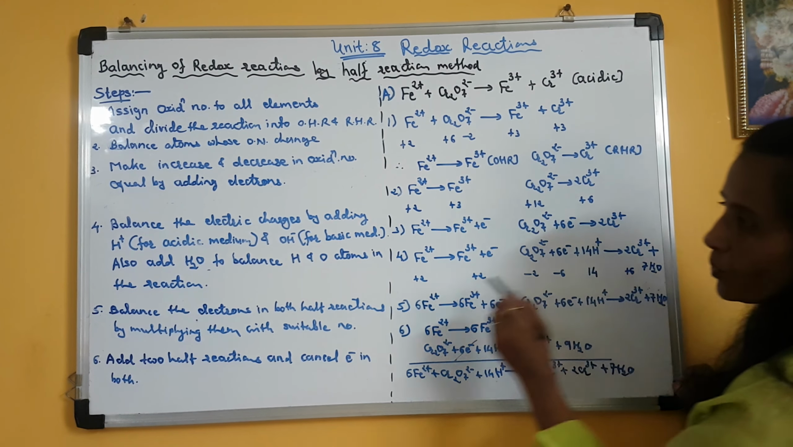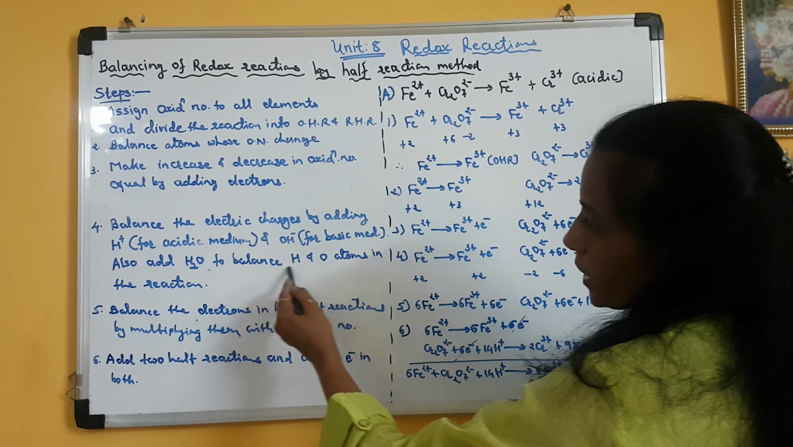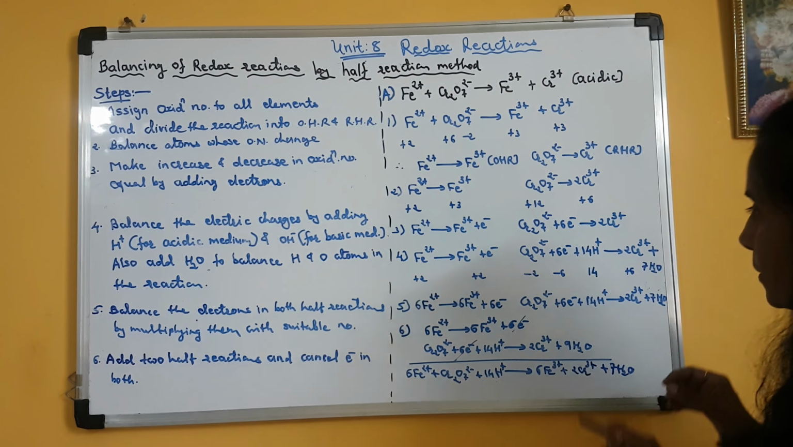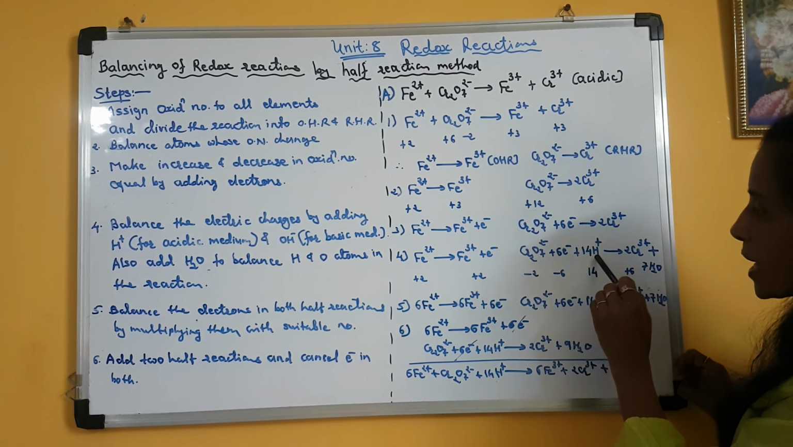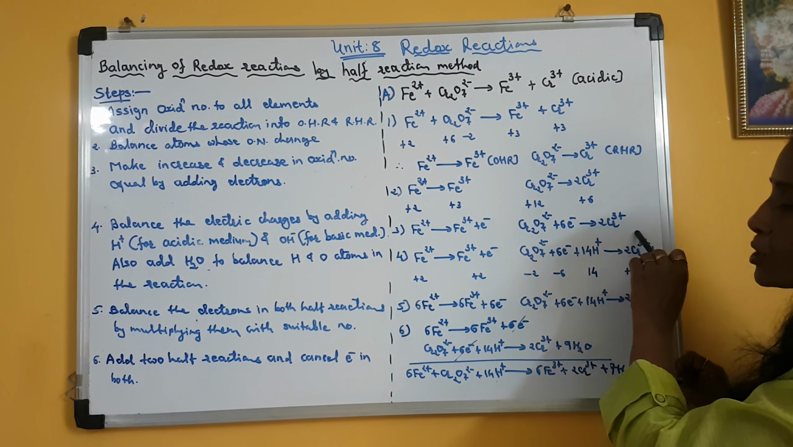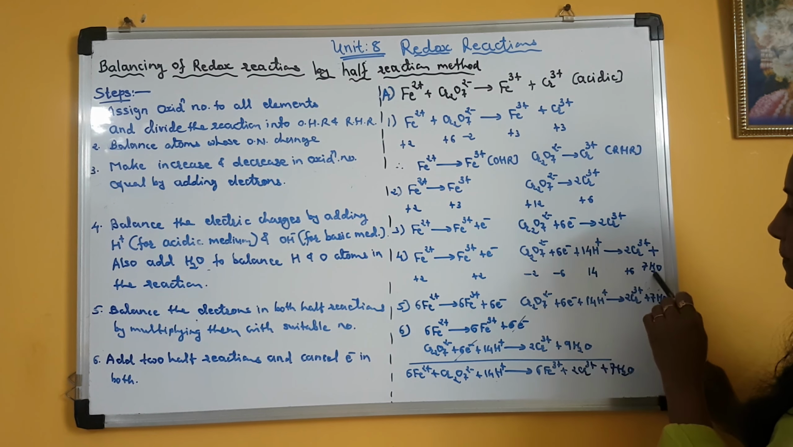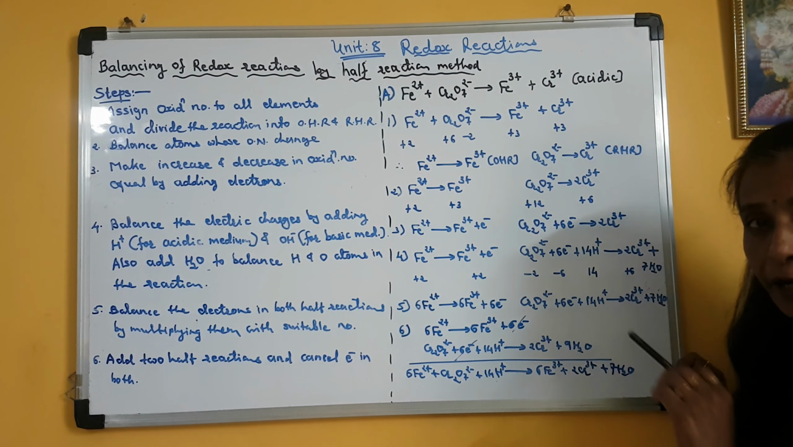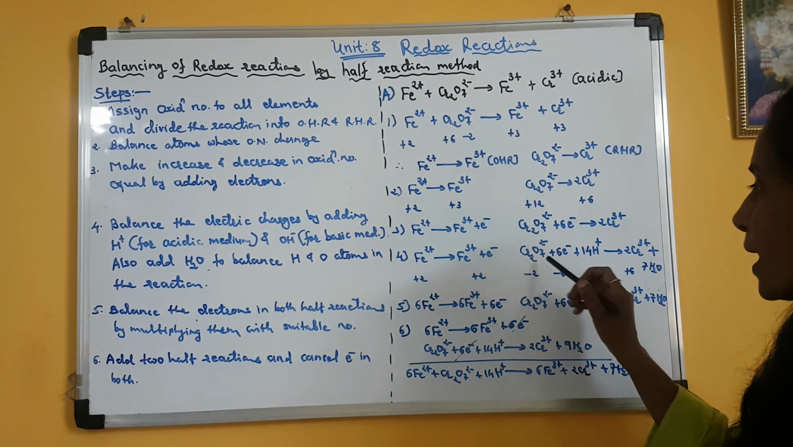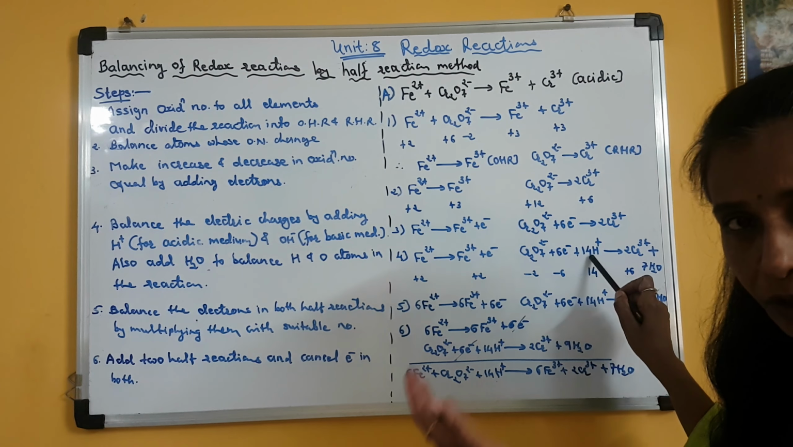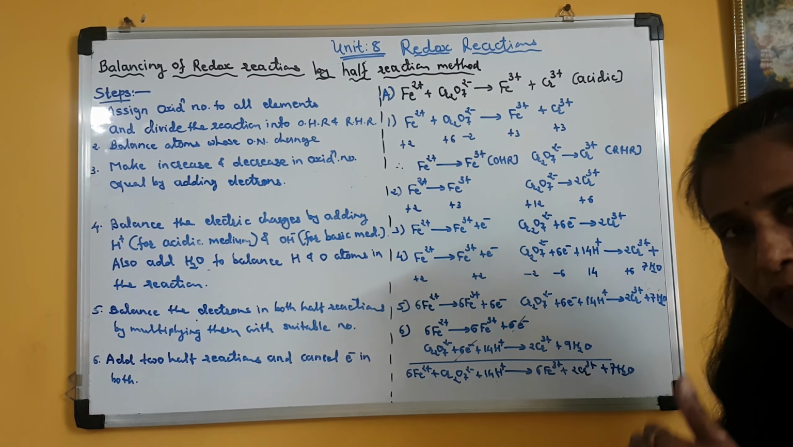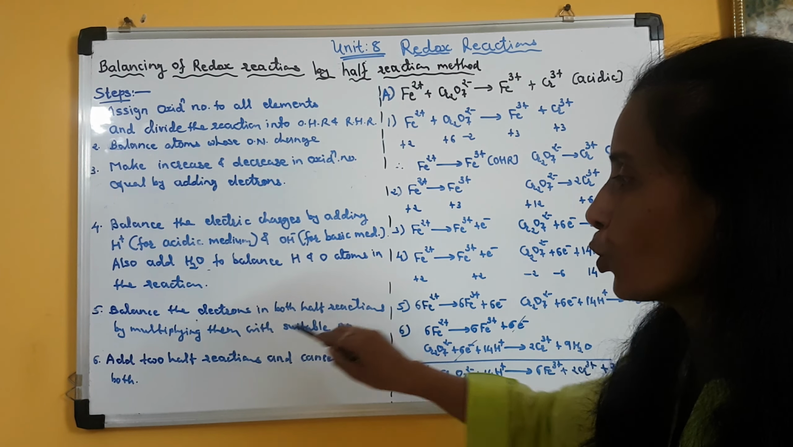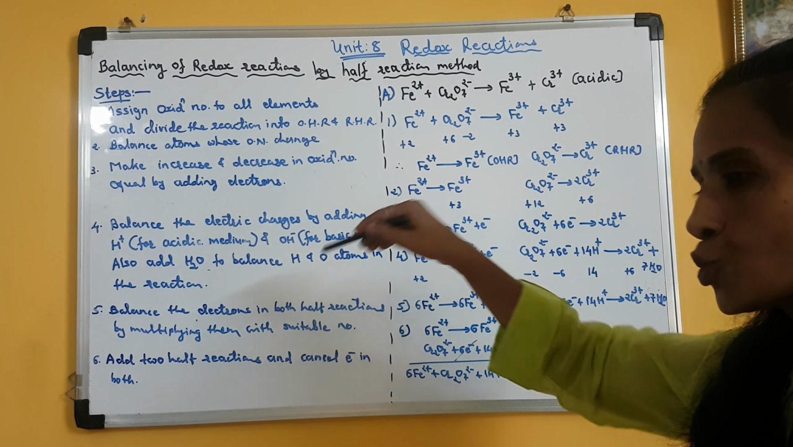So 14 H plus I added on the reactant side. When I added 14 H plus, simultaneously I have to also take care of hydrogen and oxygen atoms on both the sides, and for that I will add water. So here you can see on the reactant side there is hydrogen, but on the product side there is no hydrogen. So 14 H, and that is why here on the product side I will add 7 H2O. So 7 2s are 14 hydrogen. Clear? So in the reduction reaction, I added 14 H plus on the reactant side and 7 H2O on the product side. Clear?